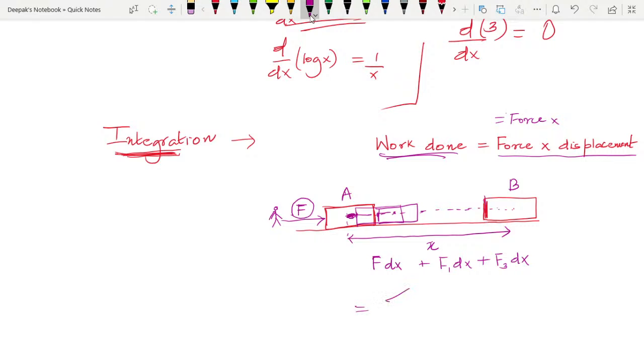So this you can also write with summation, right? You must have seen the symbol in statistics in class 10, summation. So you can write sum from i equals 1 to, let us say, n of Fi dx. This is the way of writing this. Let us say the force changed n times, 1, 2, 3, like that. So that way you can find the thing.